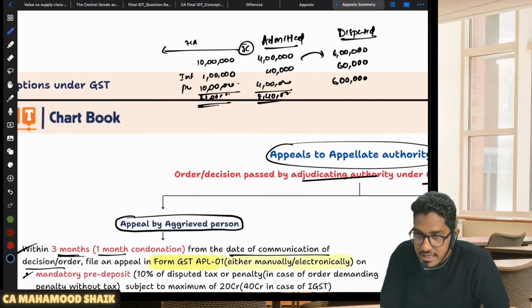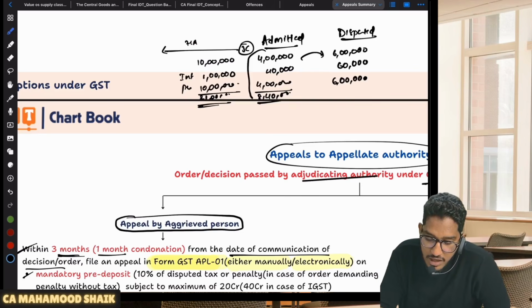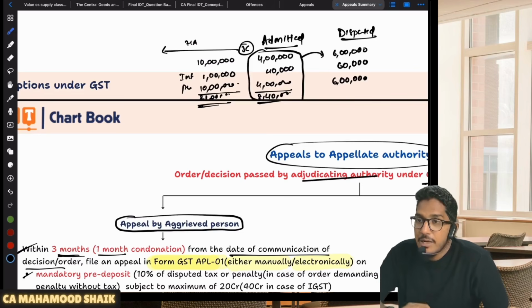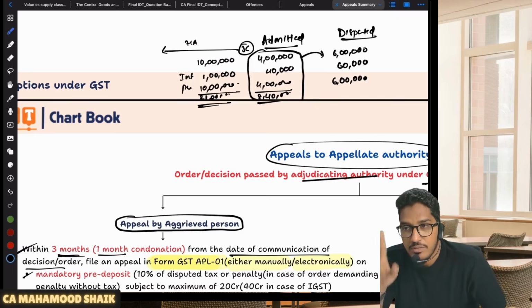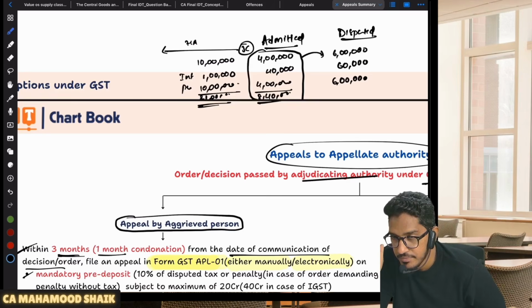So now what they are saying is, if you are not happy with the order of the adjudicating authority, yes, go for appeal to the appellate authority. But before you go for appeal, whatever liability you are accepting, pay that tax, pay that interest, pay that penalty, then only they will permit you to go for the next level of appeal.